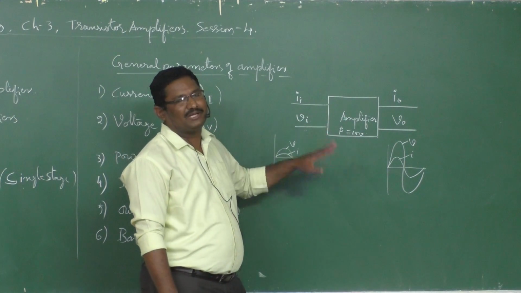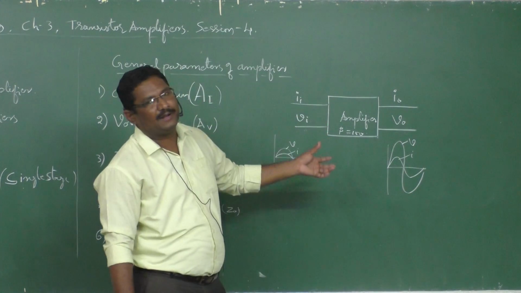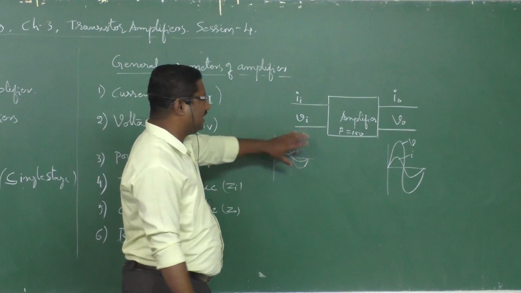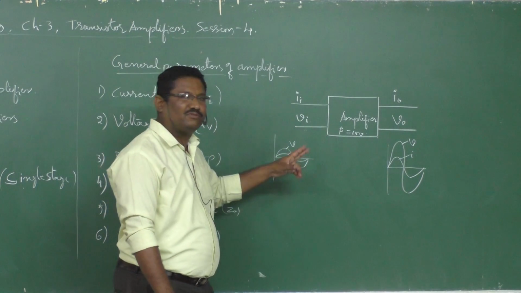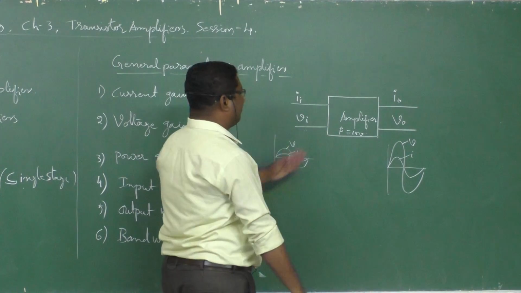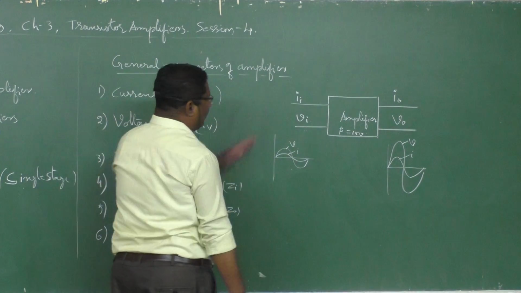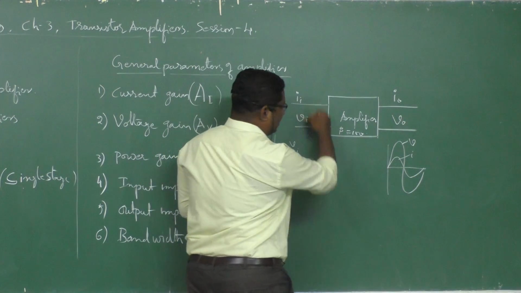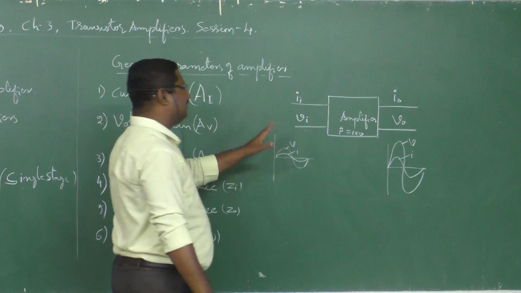We can increase or decrease the gain by biasing the transistor, by selecting the RC values, the base components and the RE components. But beta, the amplification factor, is fixed for any transistor, and we can select where we want to operate. Before that, we look at how much current amplification and how much voltage amplification takes place, and their multiplication. P is equal to V into I, so that is power amplification. That is what we are learning here.